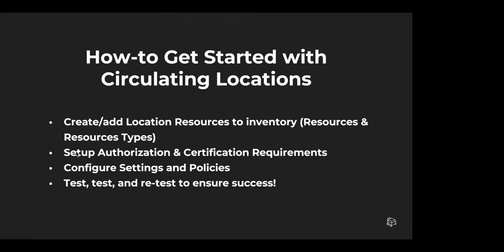So first we'll review the building blocks of any checkout center, adding resources and types to create your inventory. If circulating locations have restrictions, you will also need to add group authorizations and resource type certifications. To configure your checkout center, you'll need to add organization, checkout center, and potentially resource type settings and policies. And then finally, to manage circulating locations effectively, you will want to test all of these circulating processes to ensure success. So let's get started with step number 1, reviewing how to actually add locations into web checkout.